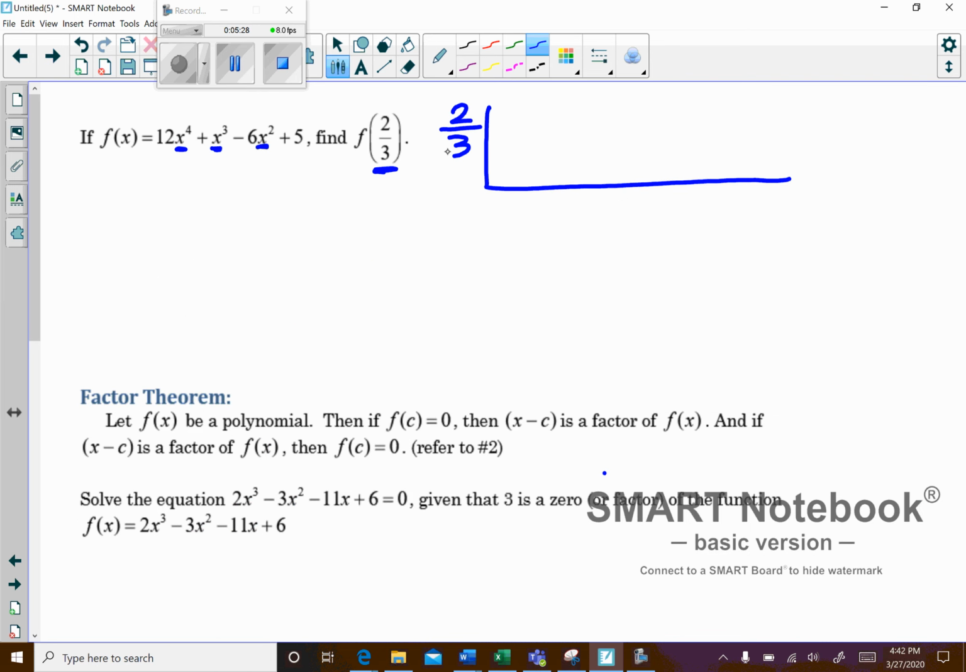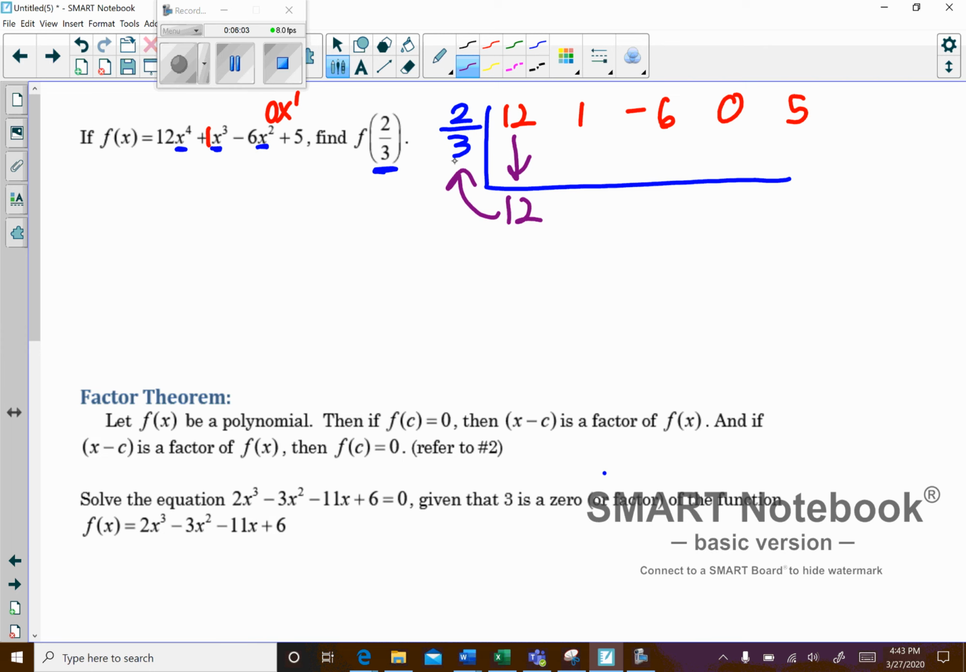Okay. So now I'm going to fill this out. Let's see, we're going to start with 12, and then there's an understood 1 in front, so we'll go to 1, and then -6, and then I'm missing my x to the power of 1, so it has an understood 0 in front, so we'll put our placeholder there, and then I have a 5 right here. All right, so the first thing we want to do is drop down the 12, and then now we're going to multiply it by 2/3.